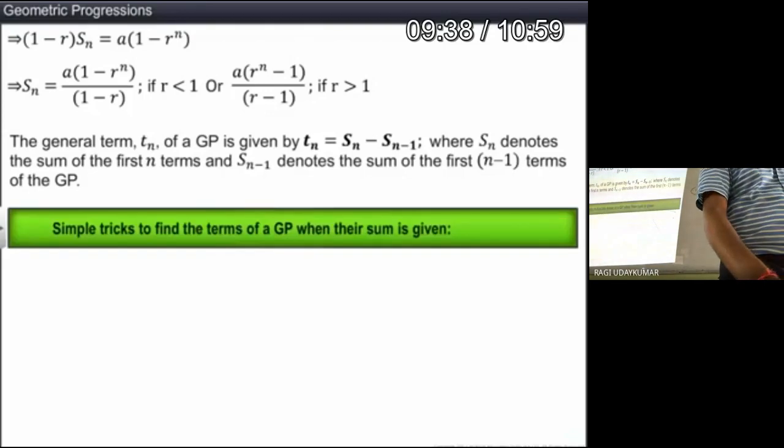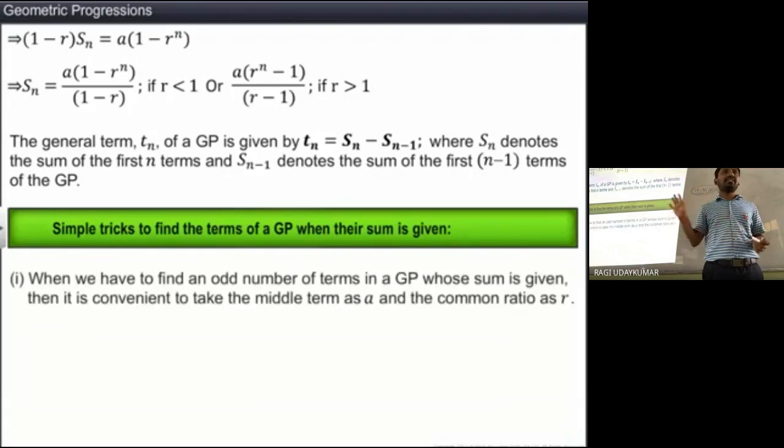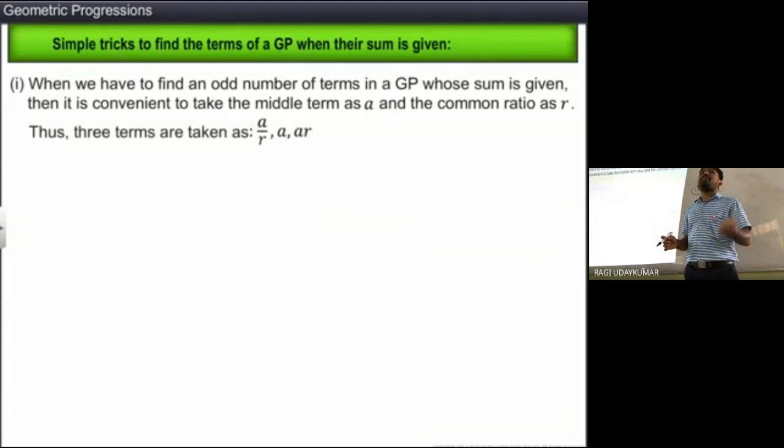Okay. So here are some simple tricks to find the terms of a geometric progression when the sum is given. This is the easy way to find out. When we have to find an odd number of terms of a geometric progression whose sum is given to you, it is convenient to take the middle term as A and the common ratio as R.